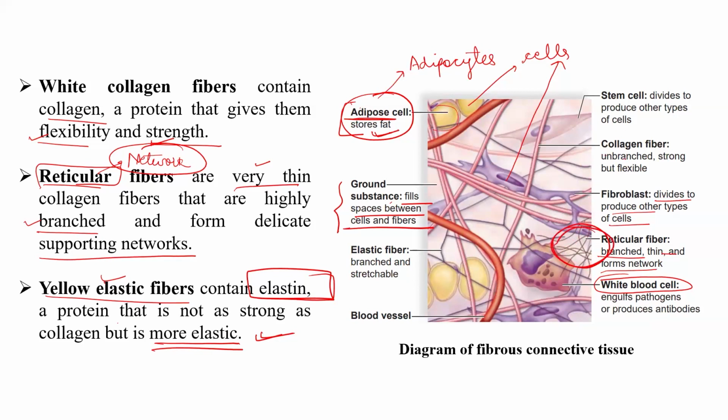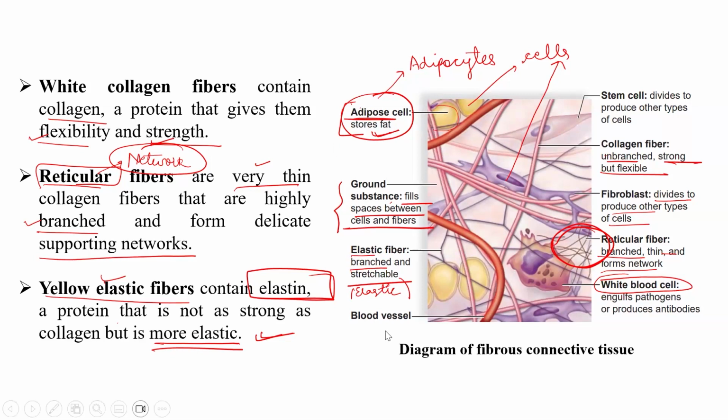We have collagen fiber, which is unbranched, strong and flexible. You can see here the collagen fibers are unbranched, while the reticular fibers are branched. Then we have elastic fibers, which are also branched and stretchable. They are more elastic than the collagen fibers or the reticular fibers. They provide elasticity to the tissue because they are stretchable and branched.